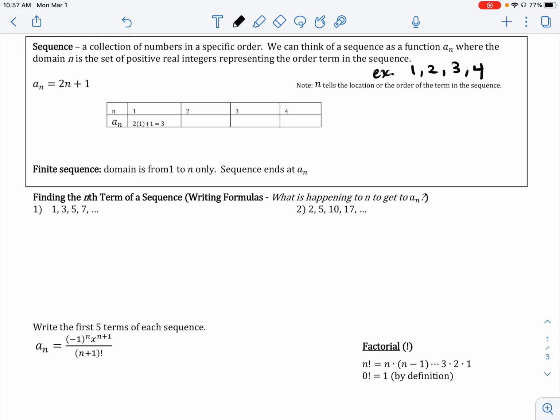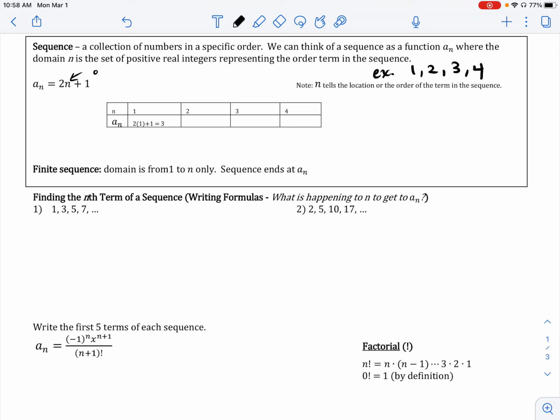Now, for our intents and purposes, it's often helpful to think about sequences as functions. So what we have here is a sub n, and that's also known as the general term, and it's a way of generating any term in our sequence. So if I want to know what a sub 17 is, I would use the general term for a sub n. So in this example, a sub n is defined by 2 times whatever n is, where n is the set of positive integers, or we can think of n as our order number, right?